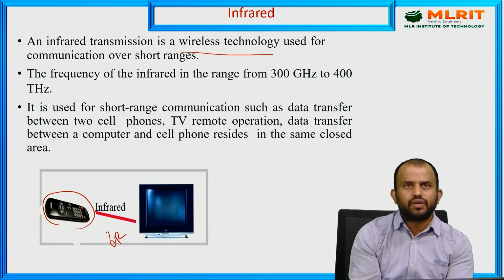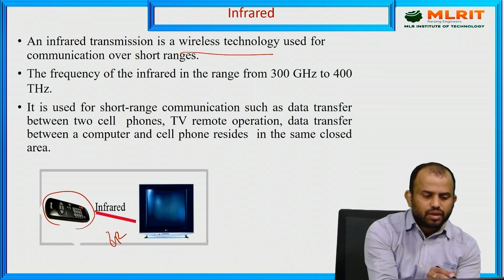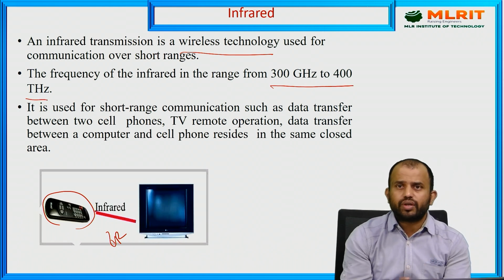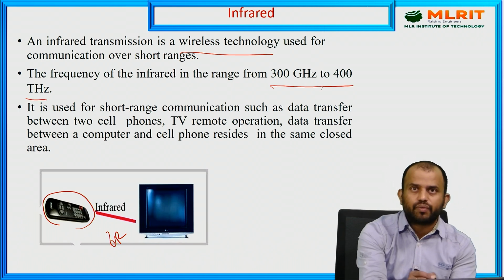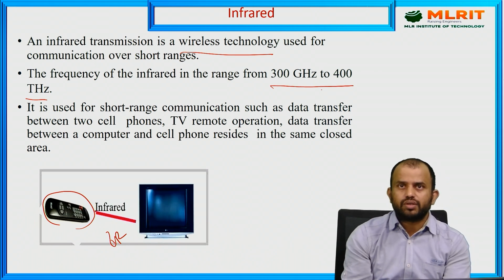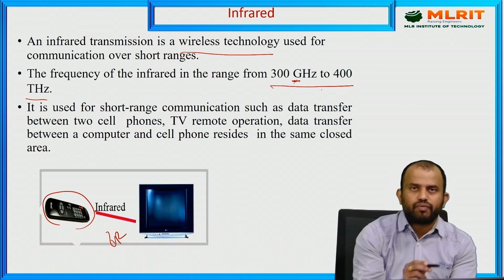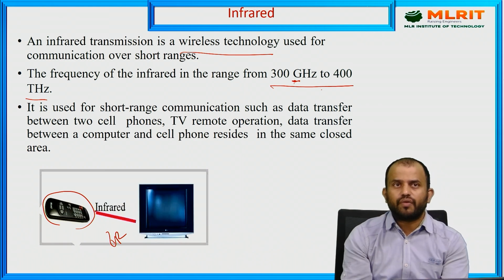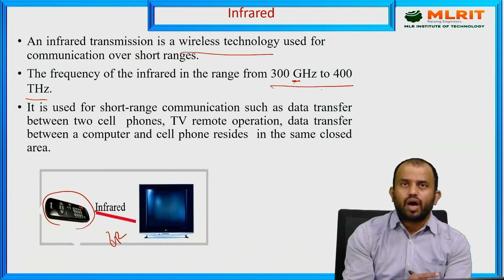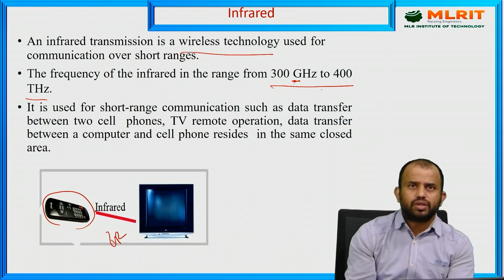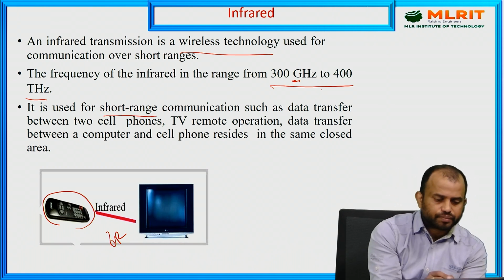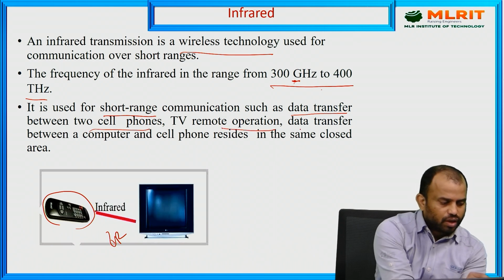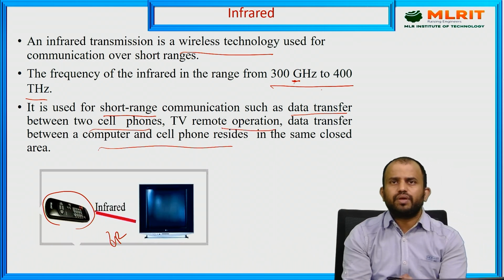And what is the range of infrared? The frequency range of infrared is 300 gigahertz to 400 terahertz. Even though it is short range communication, we use a very high frequency, in the gigahertz to terahertz range, 10 to the power of 9 to 10 to the power of 12 or 10 to the power of 15. That is a high range of communication. Generally this kind of short range communication covers data transfer between two cell phones, TV remote operations, or computers.